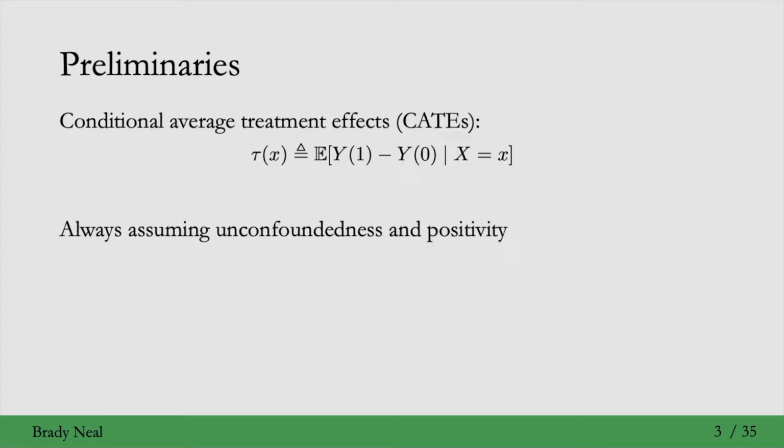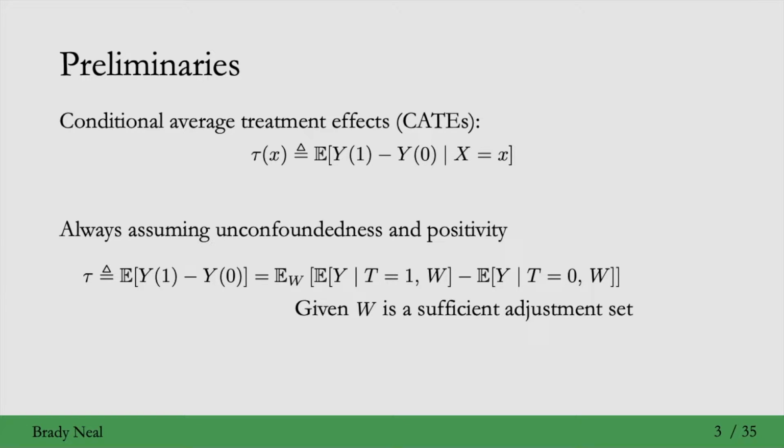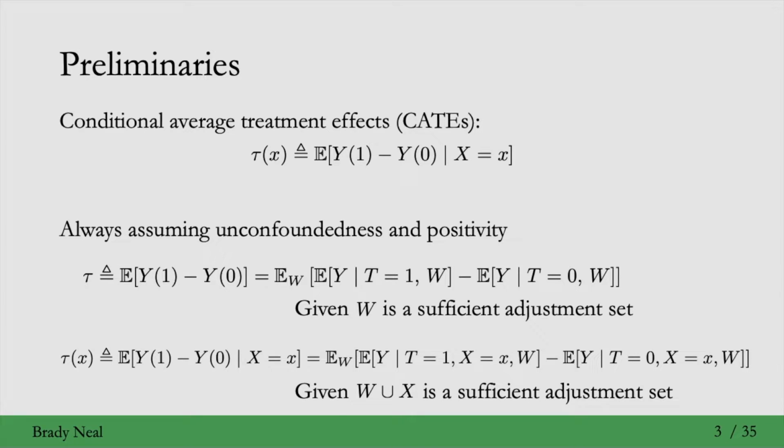So identification is out of the way, and in order to do that, we just make these assumptions. More specifically, we have that the average treatment effect, which we'll denote with tau, is equal to this usual statistical estimand on the right here, where W is a sufficient adjustment set. And tau of x, the CATE, the conditional average treatment effect, is equal to the same thing, but where we're conditioning on X. So still having W as the thing that we're marginalizing over.